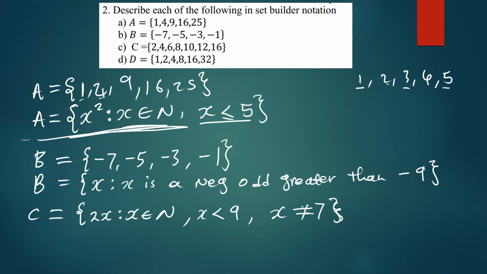So when you replace any number that is less than 9, excluding 7, in this expression here, you get this set that you have, which is set C. Alright, so let's quickly move on to set D.